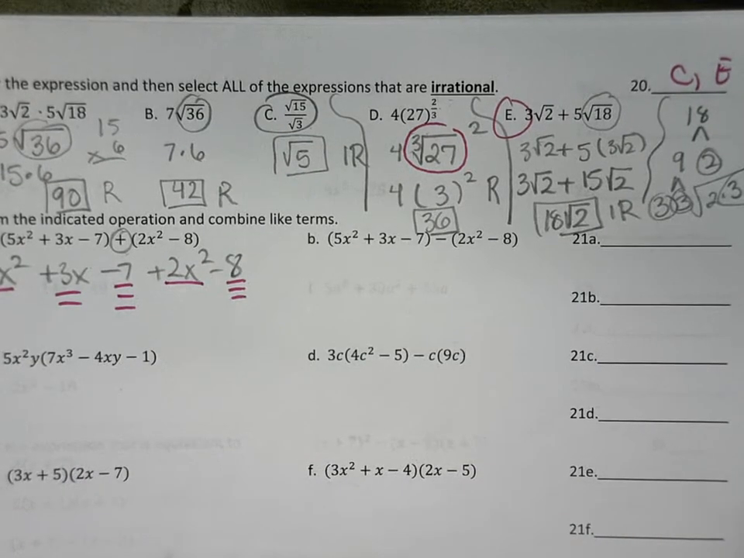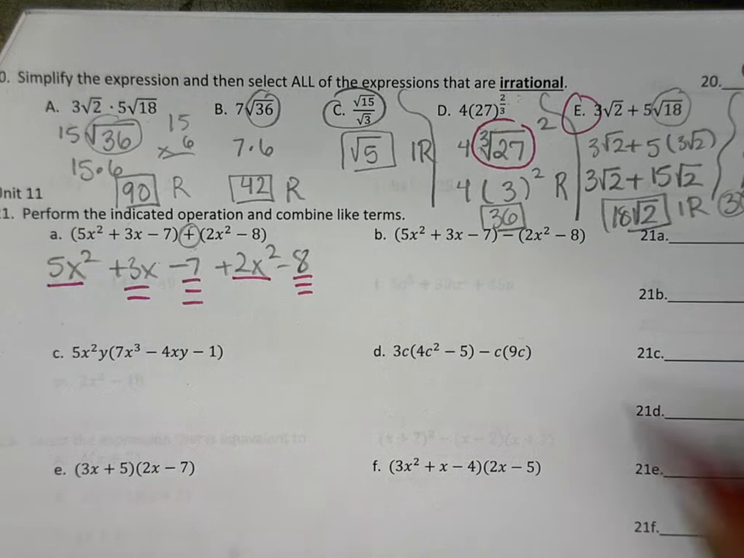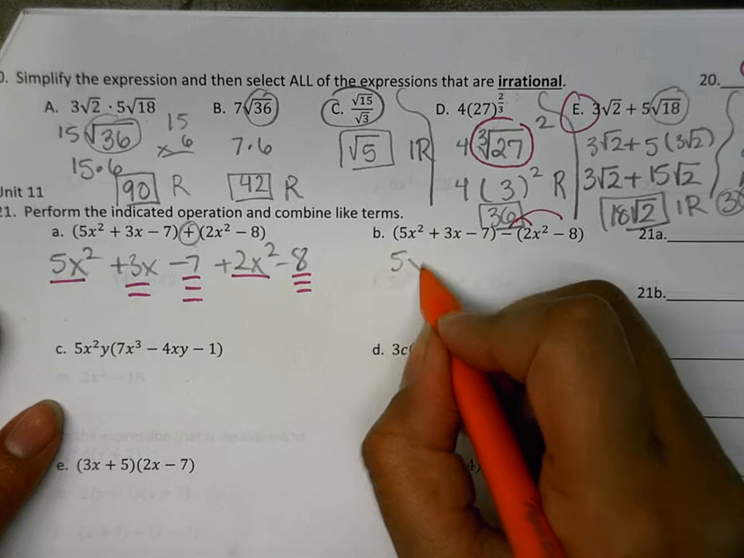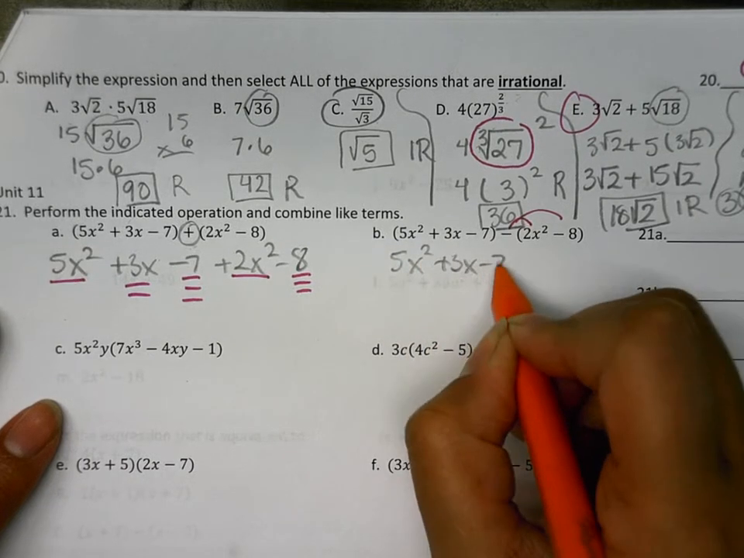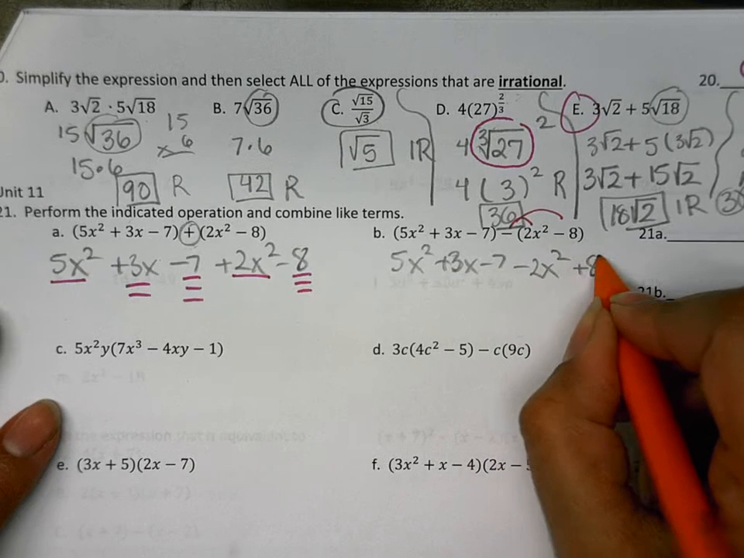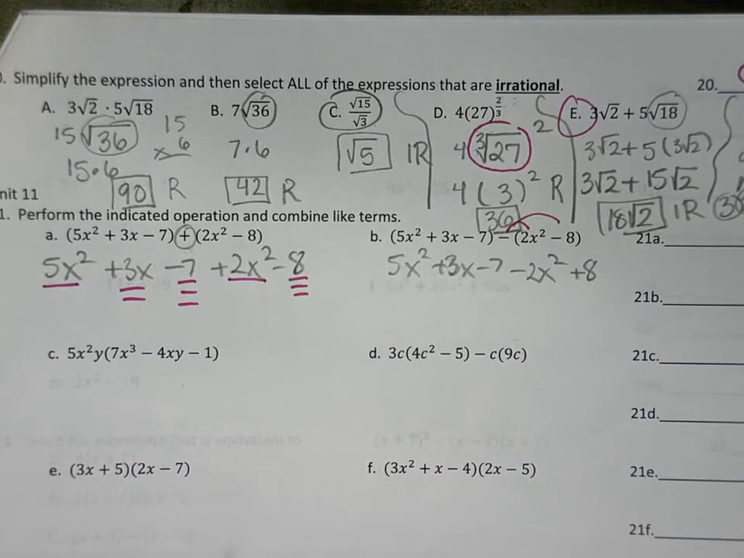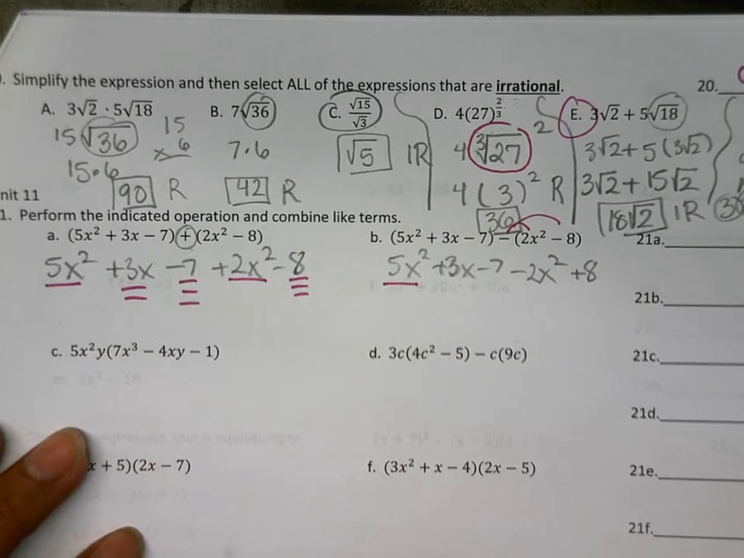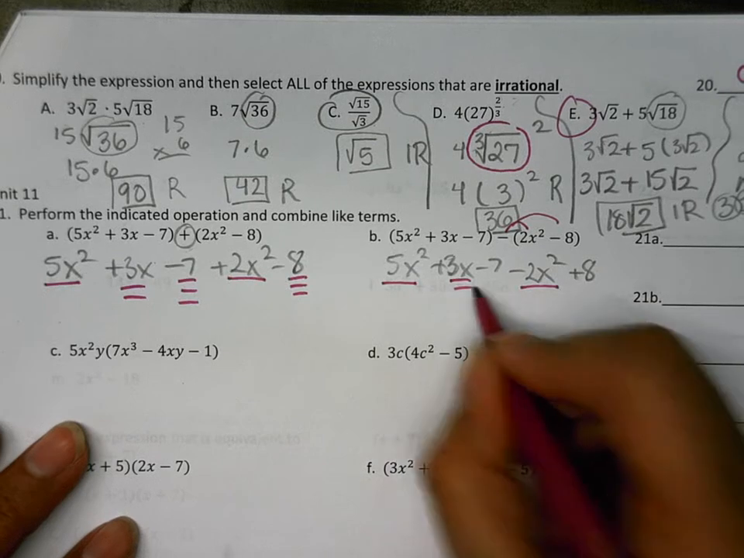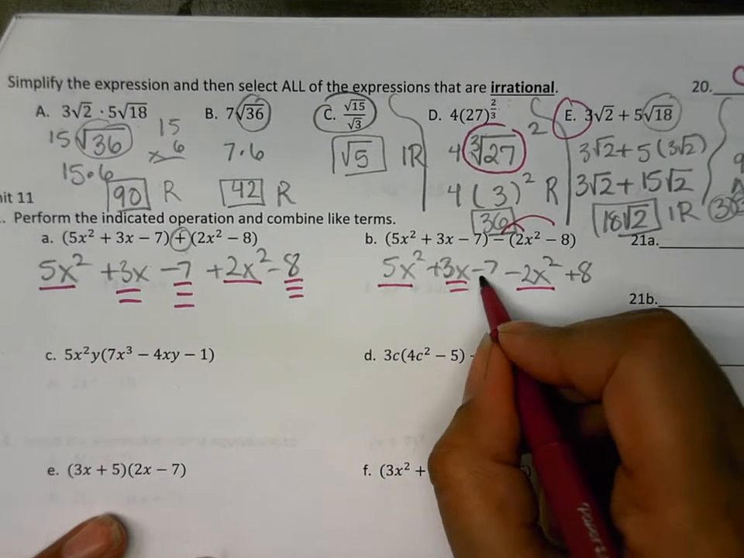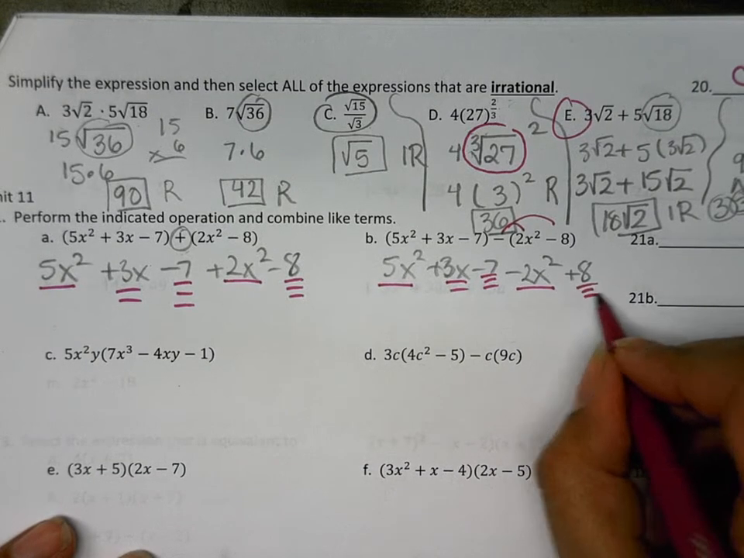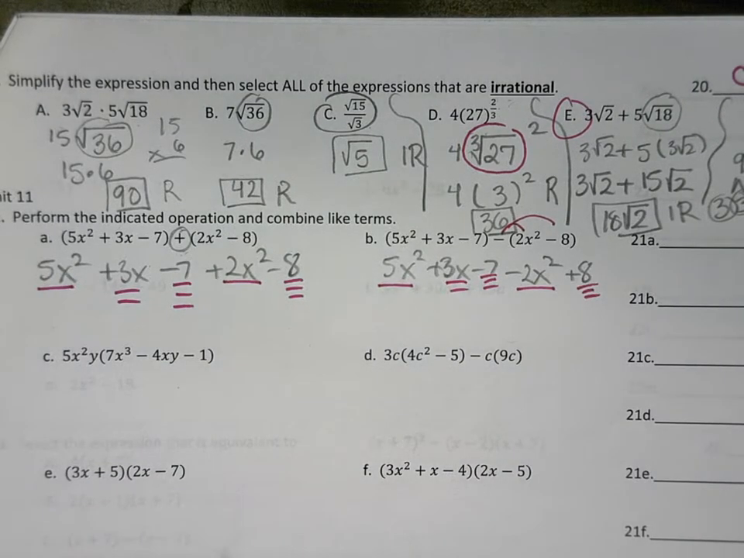Similar type of problem, but on this one, what is it that we have to distribute? The negative. So that gives me 5x squared plus 3x minus 7, no more parentheses, minus 2x squared plus 8. Good job, with no more parentheses. What is 5x squared's like term? Negative 2x squared. Good. And does 3x have a like term? Again, it's a loner. And then negative 7 is a like term with what? Positive 8.